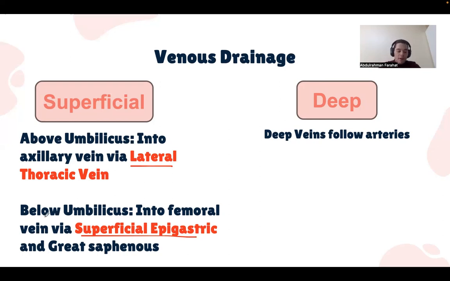Now, any structure below the umbilicus would drain into the superficial epigastric, and the superficial epigastric would then go to the femoral vein. So the femoral vein, again, it's not at the hip, it's in the medial aspect of the thigh. But any structure below the umbilicus would drain into the superficial epigastric and into the femoral vein. Okay, so now moving on.